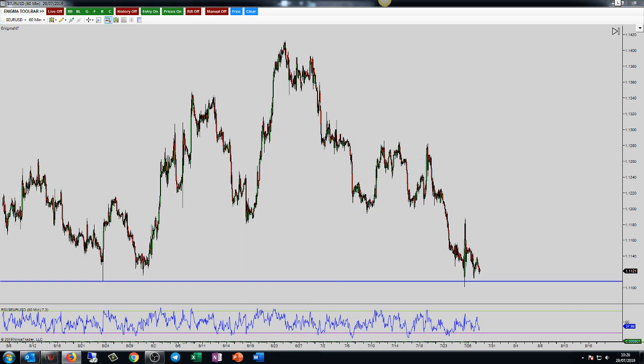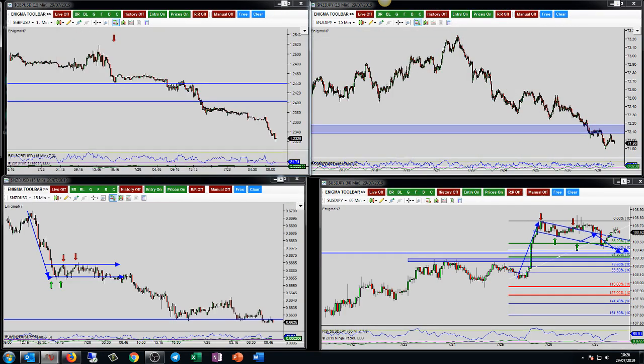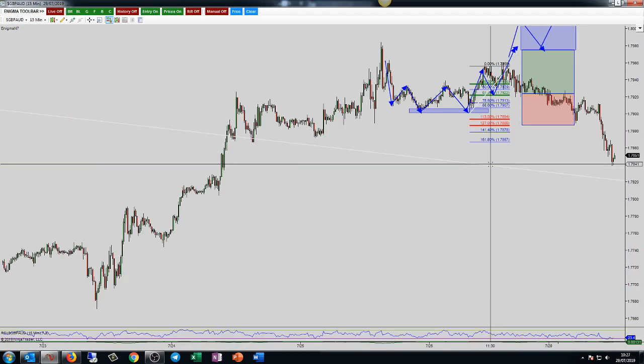So I will move the euro dollar out the way. We're going through these pairs quite fast, but then again, it is Monday after all. We will bring over the pound Aussie.